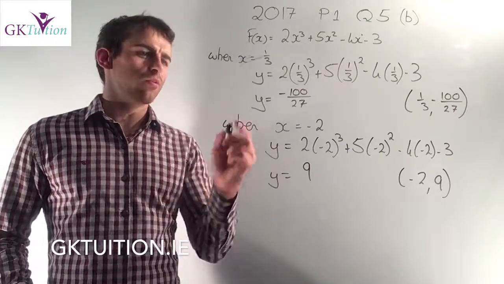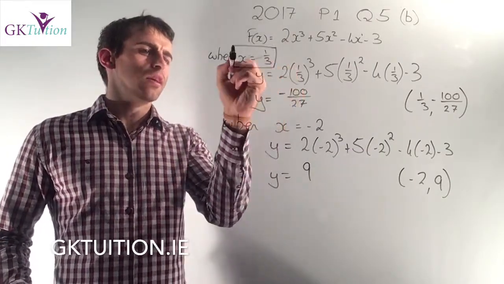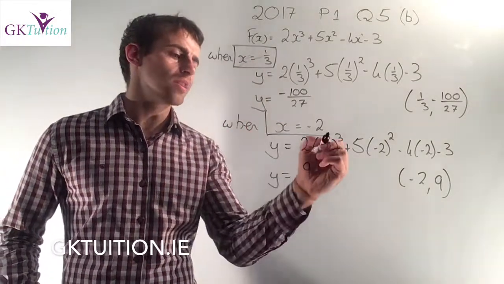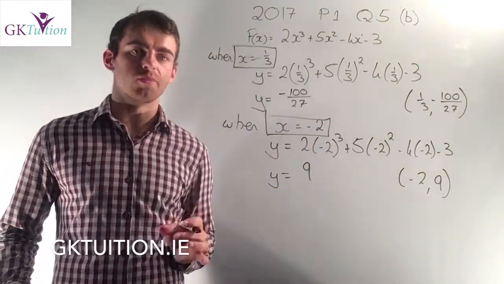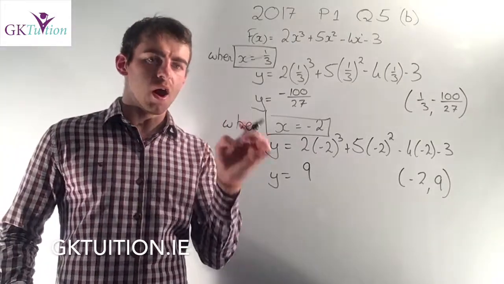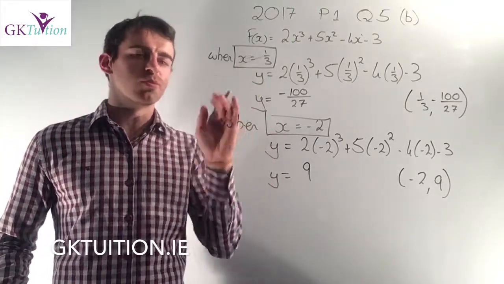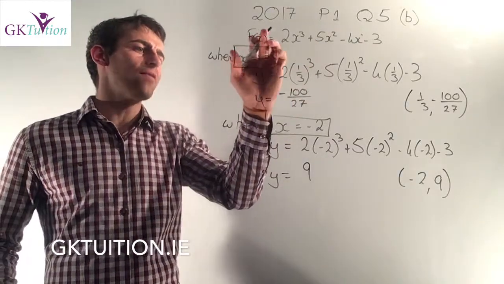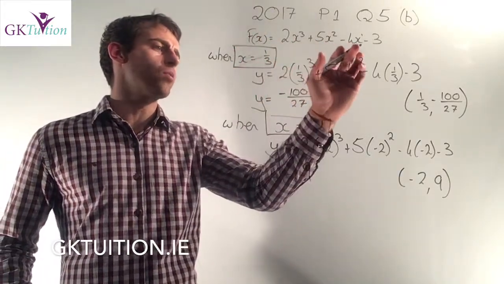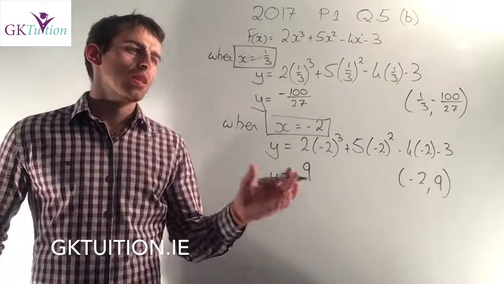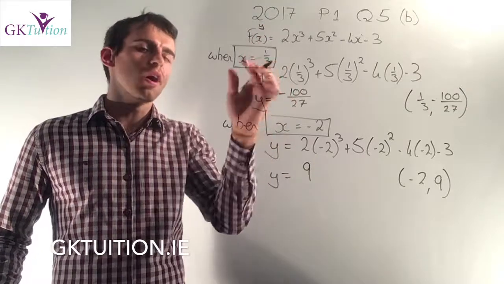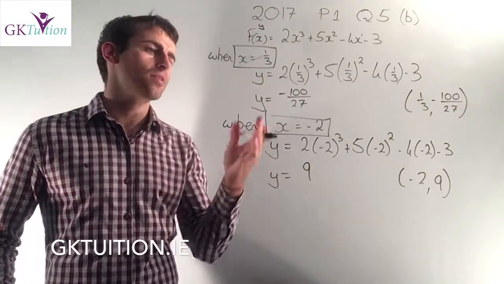Okay, so you'll notice that we've recognized from the first part that when x is 1/3, there's a turning point. And that when x is minus 2, there's another turning point. But now I want to find the corresponding y values when x is 1/3 and when x is minus 2. So my original function is f of x equals 2x cubed plus 5x squared minus 4x minus 3. Now remember, instead of f of x in this context, we can just sub in y. Y is the same as our f of x in this context.